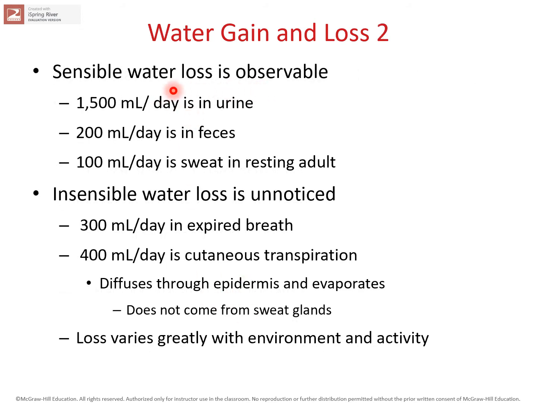Now, sensible loss, meaning observable loss of water, is from urine. We produce about 1500 ml of urine a day. About 200 ml is lost in the form of feces, and then about 100 ml is lost in sweat in a resting adult. So we lose about 8% through sweat. And in extreme cases, perspiration rates can reach up to 4 liters per hour. So that's an extreme scenario, right?